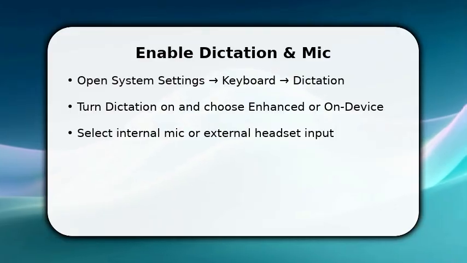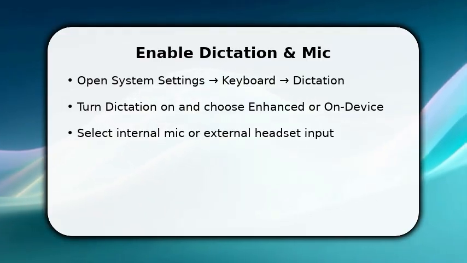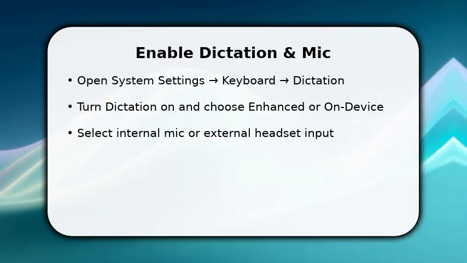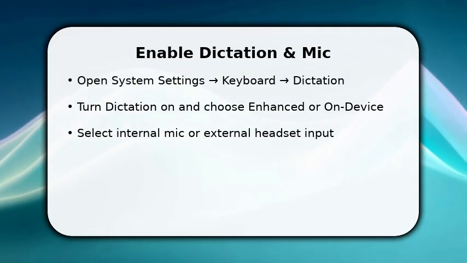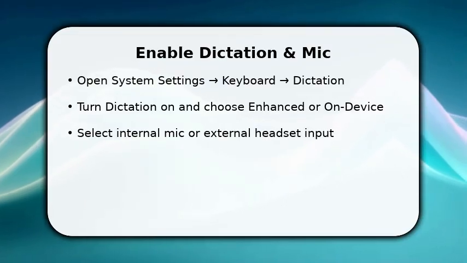You'll start by enabling dictation and choosing your mic so the Mac can capture clear audio. Open System Settings, go to Keyboard, then Dictation. Switch Dictation on and pick Enhanced or on Device Processing for offline accuracy.